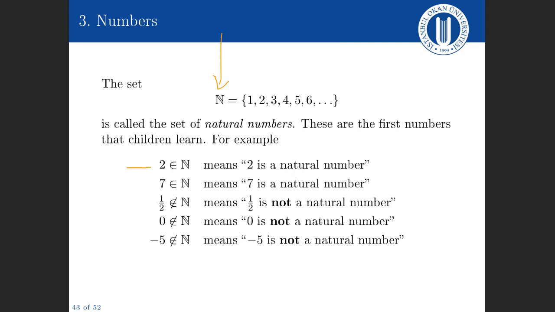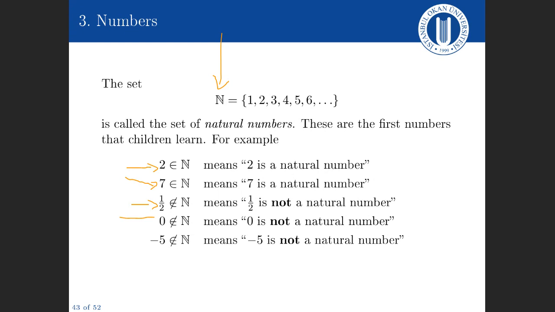So for example, 2 is a natural number, 2 is in N. 7 is a natural number, but a half is not a natural number. None of the fractions, the improper fractions are, so none of the fractions, the non-whole numbers are natural numbers.